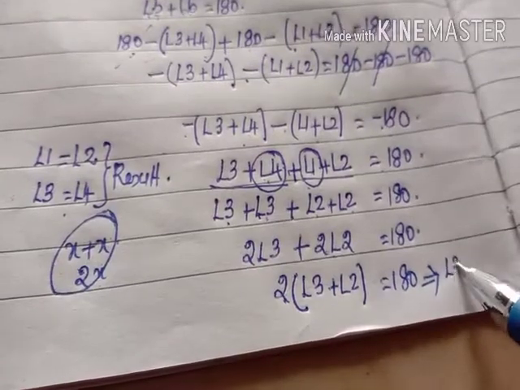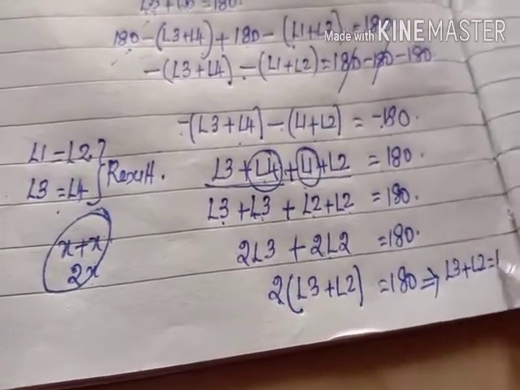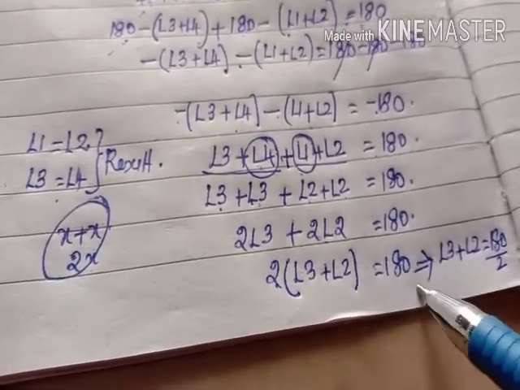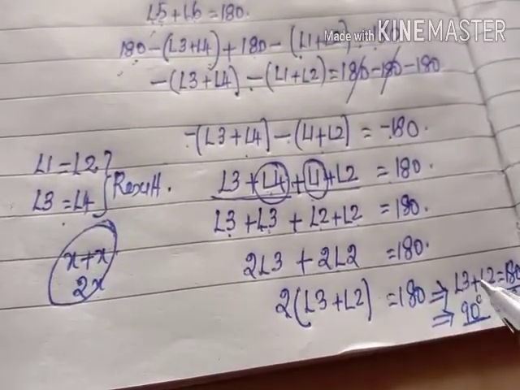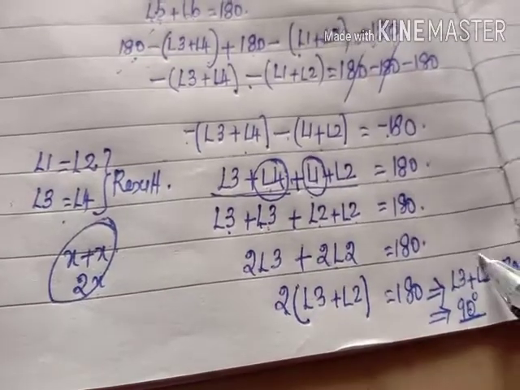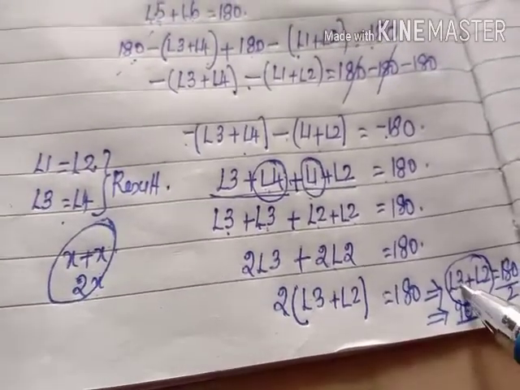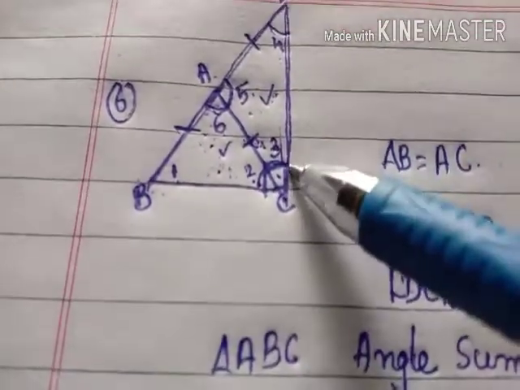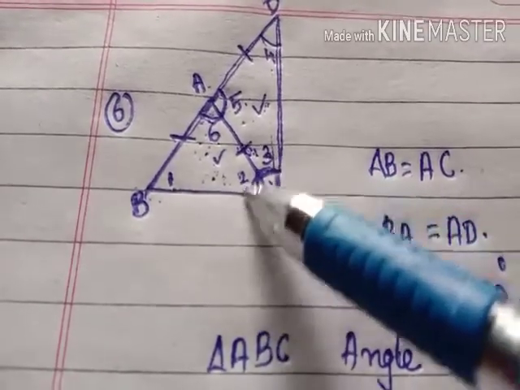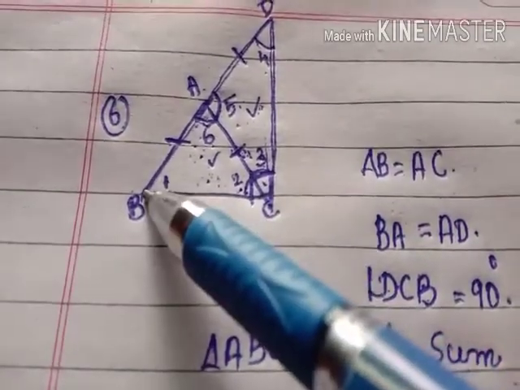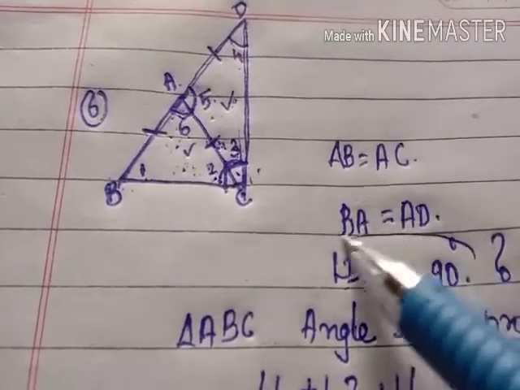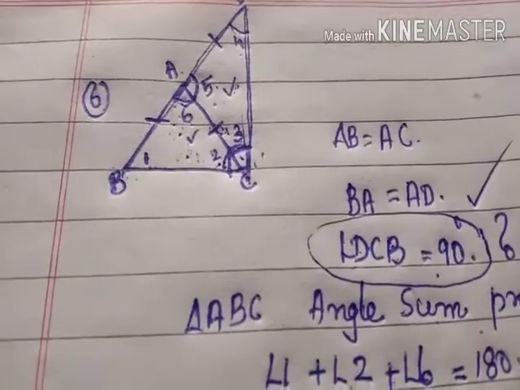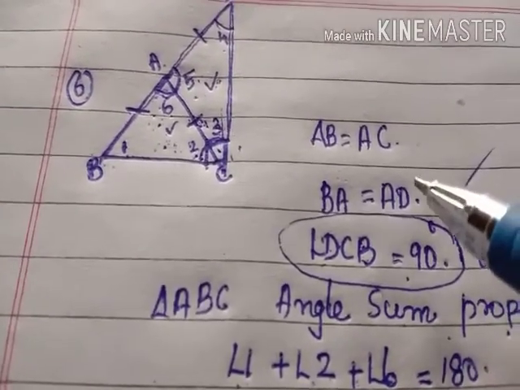Now take 2 to the other side. So into 2 becomes by 2. So angle 3 plus angle 2 equal to 180 by 2. 180 by 2 equal to 90 degree. Okay. Angle 2 plus angle 3 equal to 90. Now what is angle 2 plus angle 3? Again, see the figure. What is the combination of angle 2 and angle 3? BCD or DCB. So we proved angle BCD equal to 90 degree.